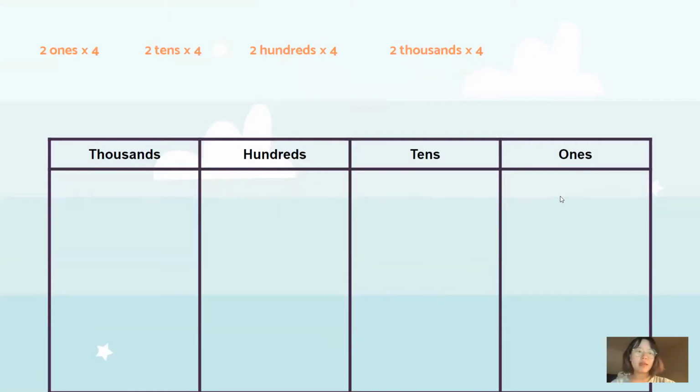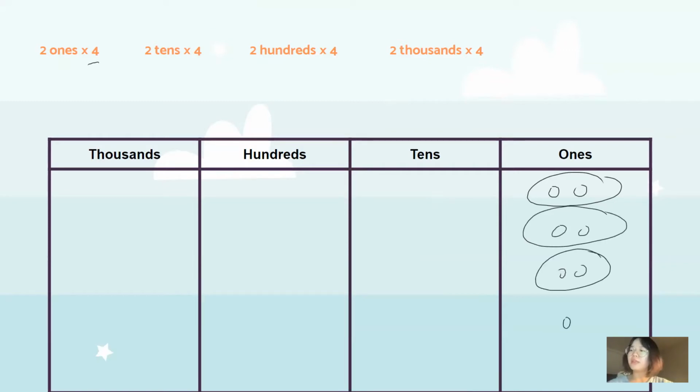Okay, so let's see what we have right here. So we have 2 ones times 4, 2 tens times 4, 2 hundreds times 4, 2 thousands times 4. So let's first show 2 ones times 4 on our place value chart. So we have 2 ones, a group, but we have a group of 4. So we have 3 more groups. We have 4 groups. So this represents 2 ones times 4.